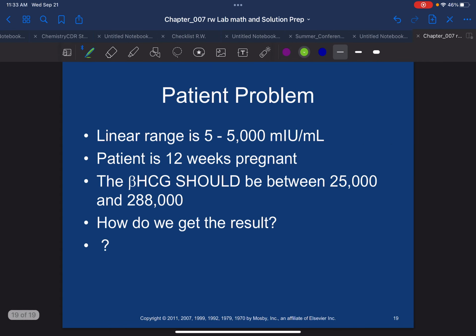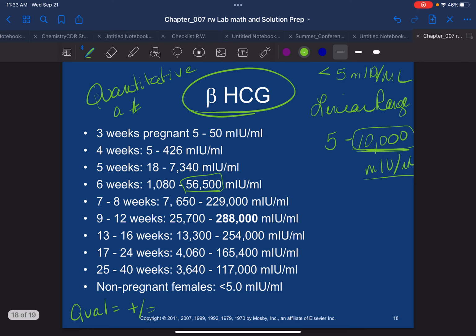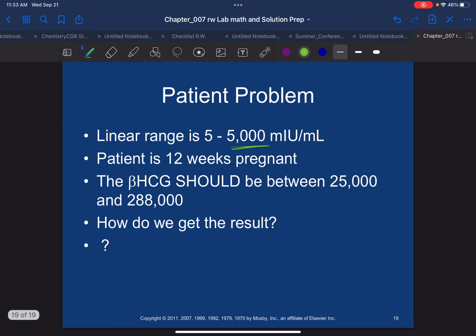So here's the patient problem. The linear range is 5 to 5,000. The patient is 12 weeks pregnant, so we can go back and look at 12 weeks pregnant. Their beta HCG should be between 25,000 and 288,000. So what do we do? How do we get the result? We are going to make a dilution. So let's do a dilution example.